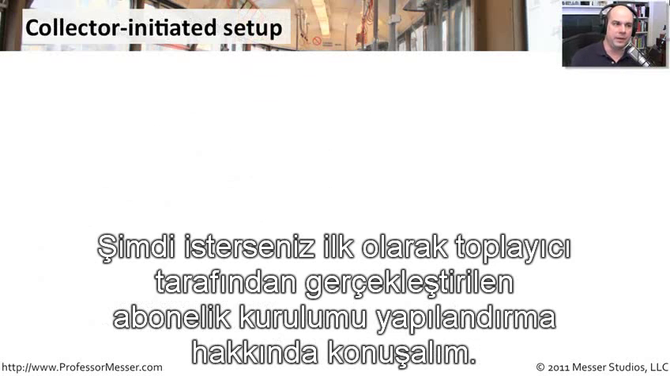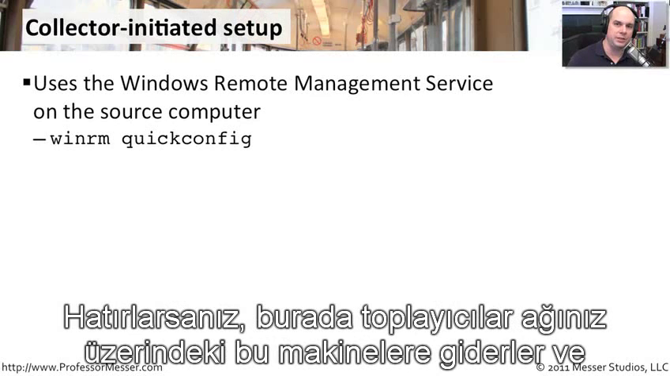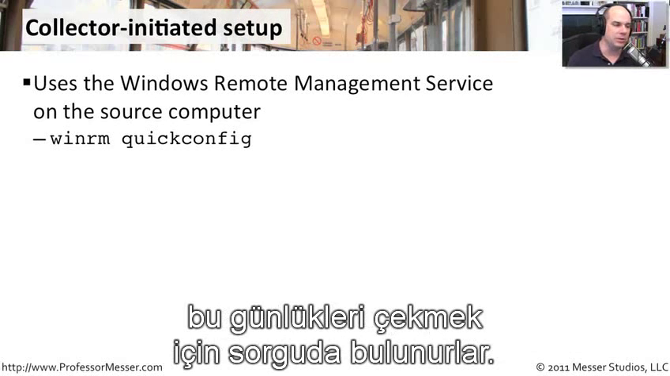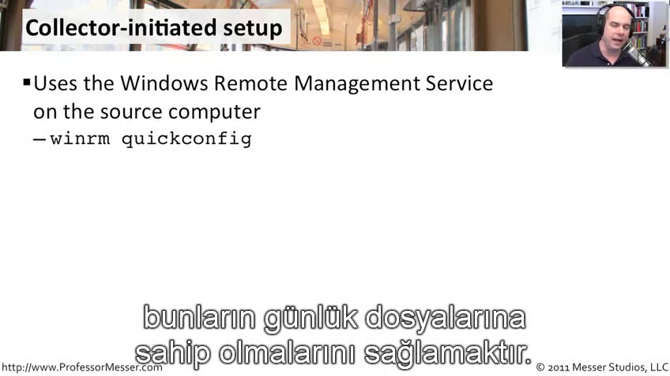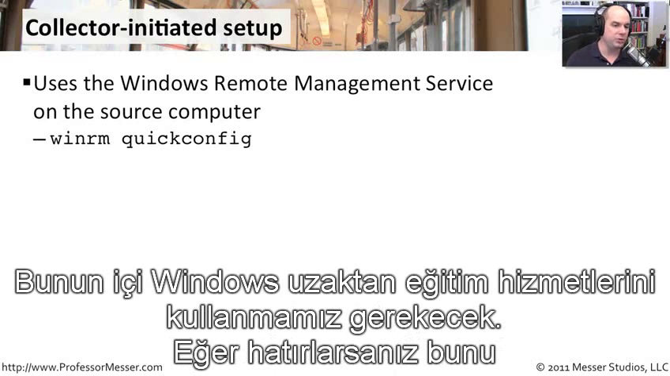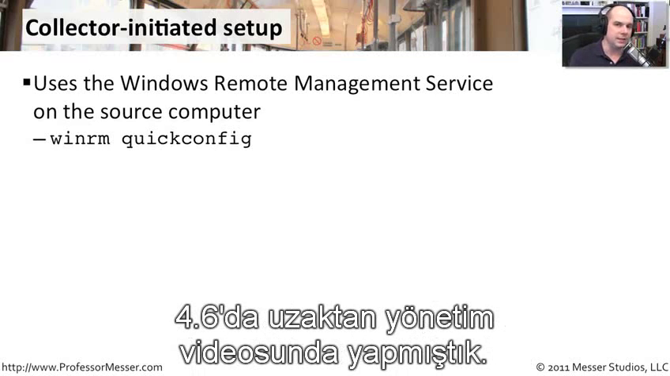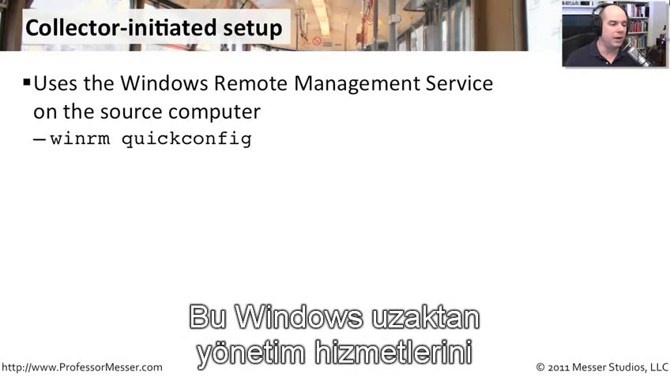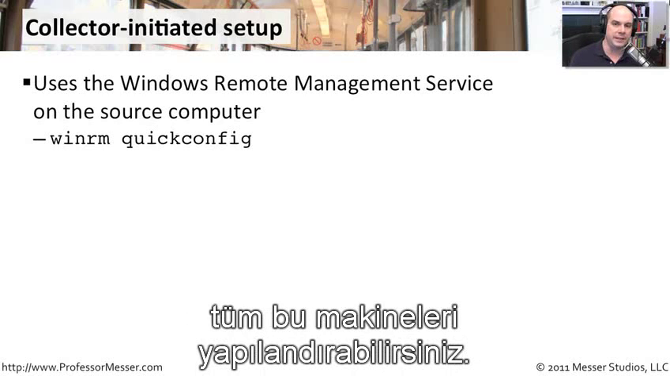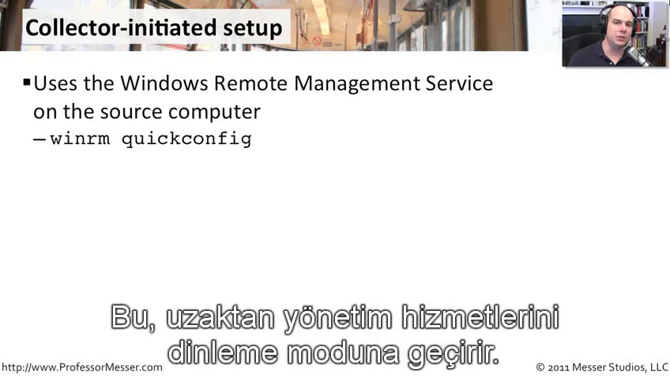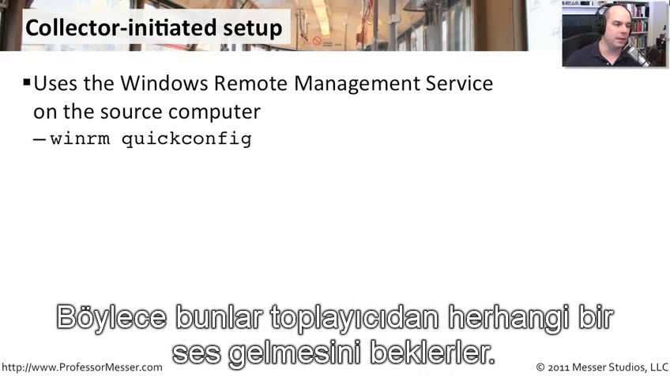Let's talk about first configuring this on a collector-initiated setup. Remember, that's where the collector is going out to those machines out on your network and asking to pull those logs back. What you have to do on your source computers that are out there on your network that have the log files is use the Windows Remote Management Service. If you recall, we did this in our video 4.6 that was remote management. So WinRM is what is used to configure the Windows Remote Management Service. You would do a WinRM quickconfig on all of those machines, and that puts the remote management service into a listen mode, and it's going to wait to hear from the collector.